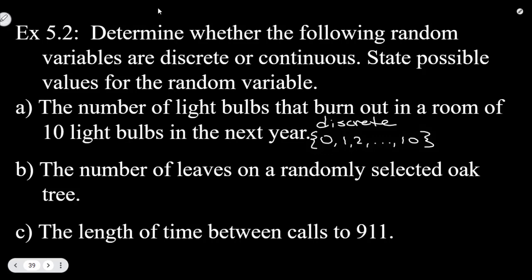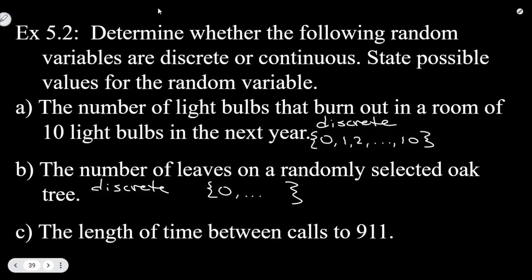Letter B, the number of leaves on a randomly selected oak tree. Again, you're counting the leaves, so this is discrete. If it's winter, I suppose it could have 0 leaves. And I don't know how many leaves would be on an oak tree. You could go on forever, I suppose, if it was a big enough oak tree. So you're talking about integers 0 and greater.